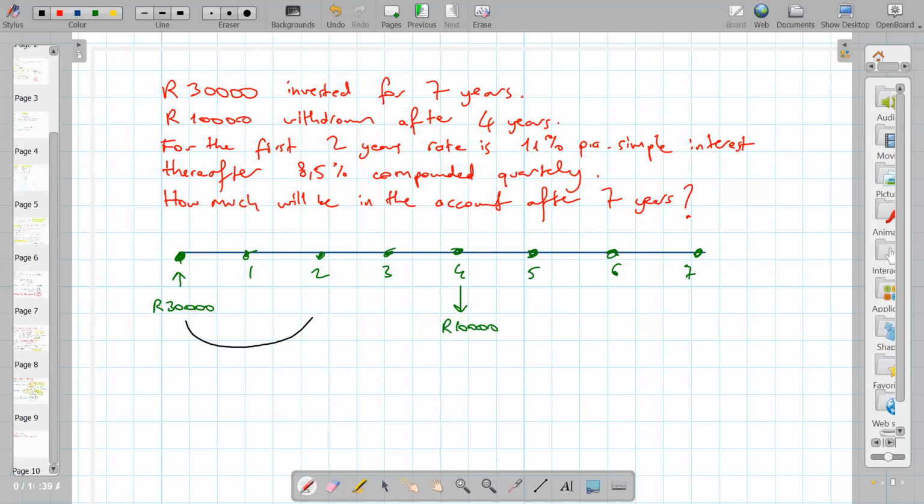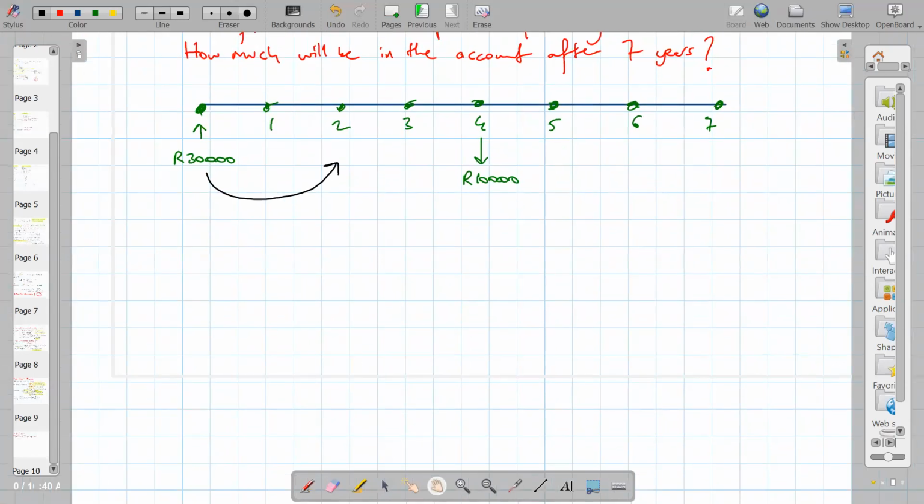For the first 2 years, there's a rate, and then thereafter there's another rate. The bank changes that rate. So how can you answer this question then? It requires 3 steps, because there are 3 things happening. One of them is the rate changing. The other one is you are withdrawing from the account. So first step, find how much you have after 2 years. Second step, find how much you have after 4 years. And finally, last step, how much you have at the end of the 7 years.